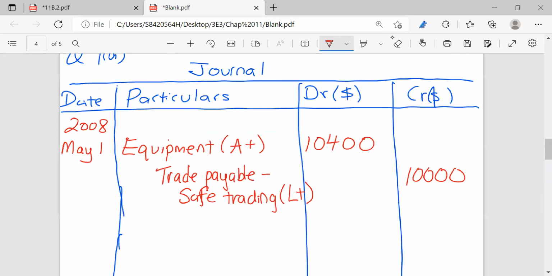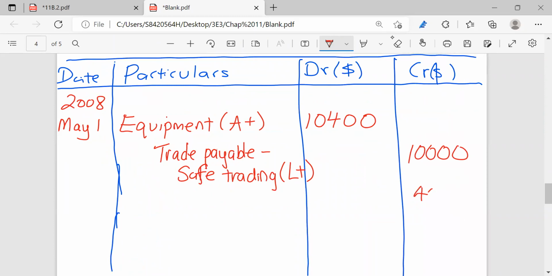Then the $400 is paid by check. So check will be your cash at bank. So this is asset going down. When you buy non-current assets, you can buy on credit, pay by check, or pay by cash. So 3 different ways to buy.